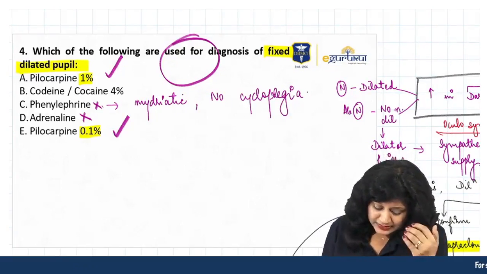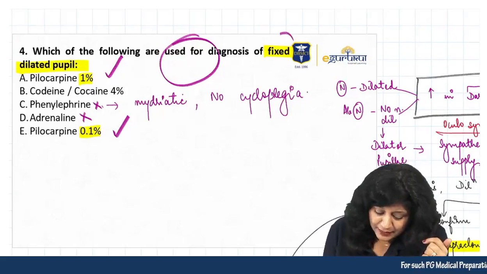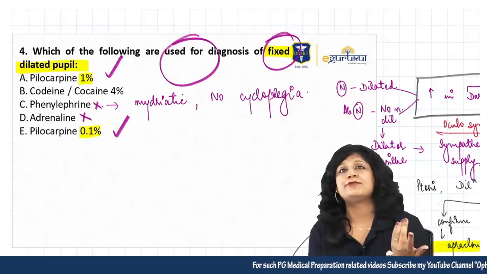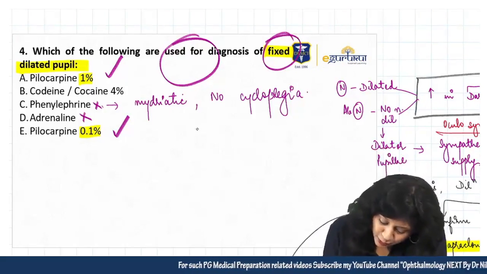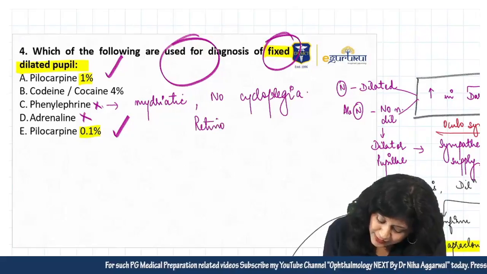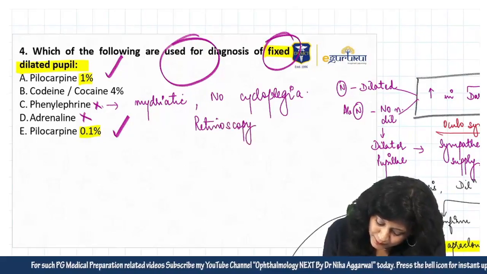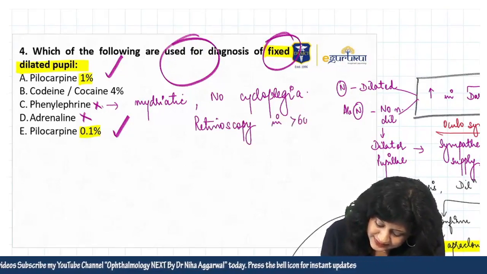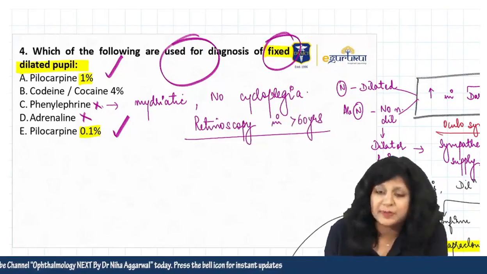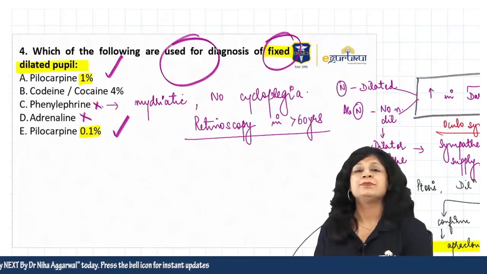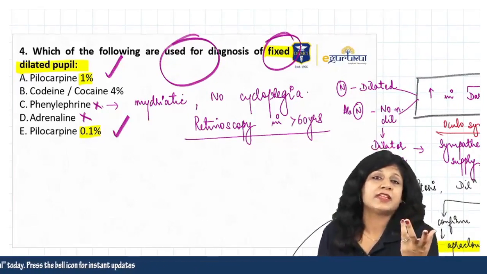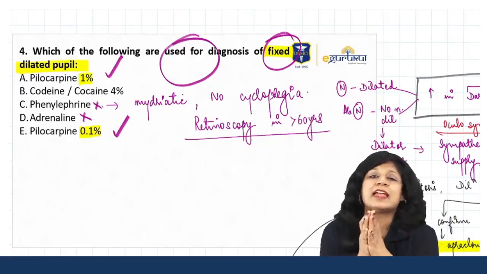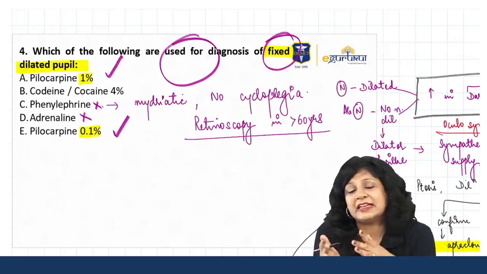Now we already have a dilated pupil which is fixed, so you will not use phenylephrine. Phenylephrine we are using for retinoscopy, and that too in patients who are more than 60 years of age, because those people already have ciliary muscle weakening and aging, so I don't want to paralyze; maybe it will not gain back its tone. That is why we prefer phenylephrine to be used after 60 years of age.